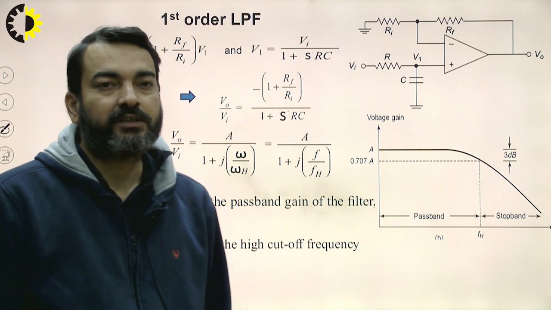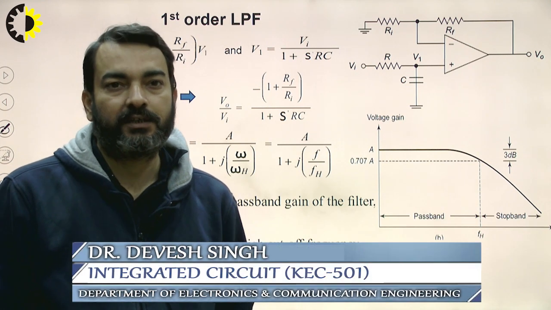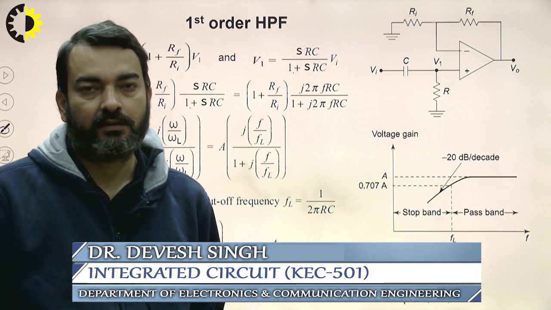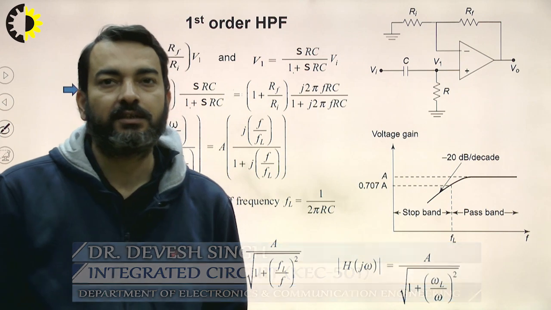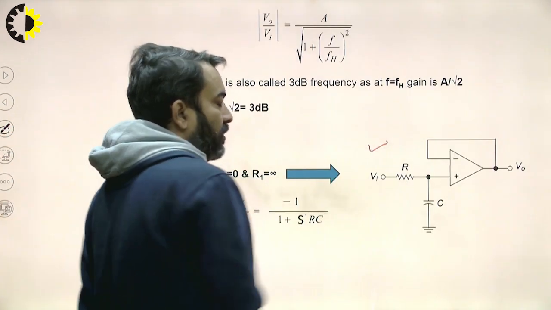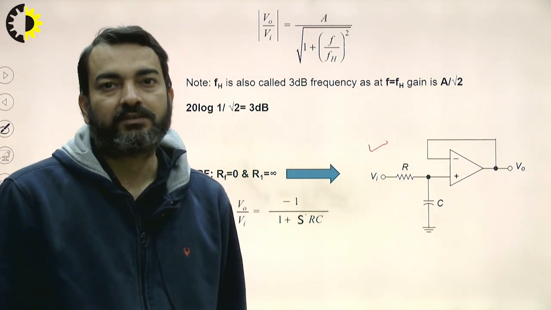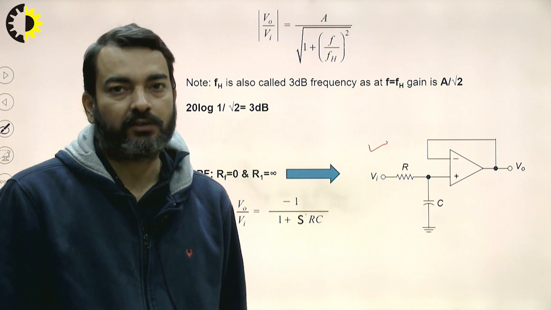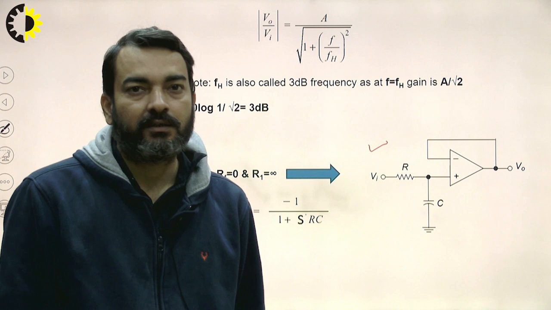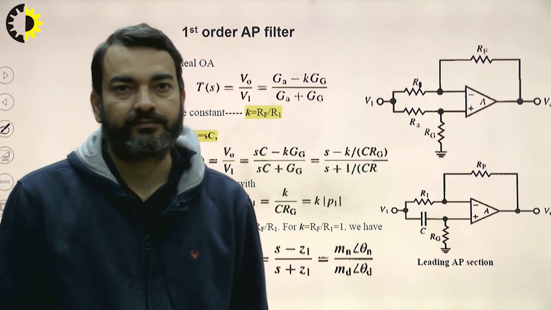Okay, good morning students. In the last class we discussed the first order low pass filter and first order high pass filter for both the generalized gain condition and the unity gain condition. So today we will see the third possibility, that is the all pass filter in first order. Note that band pass and band reject filters are not possible in first order.